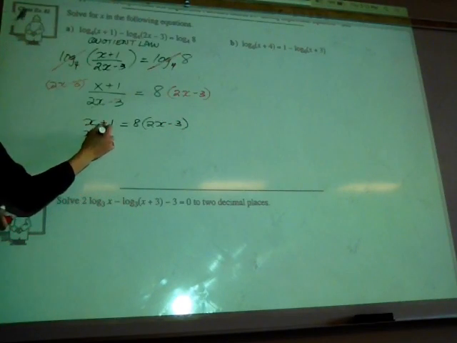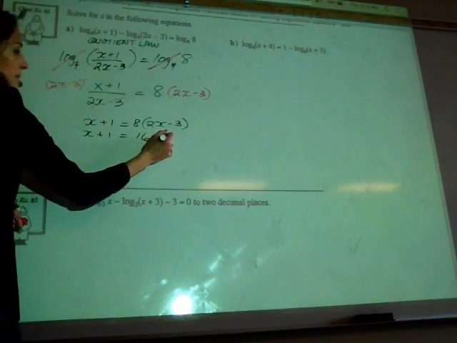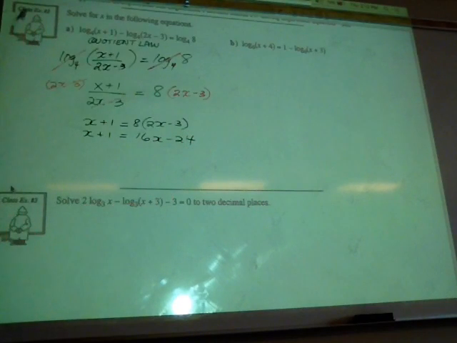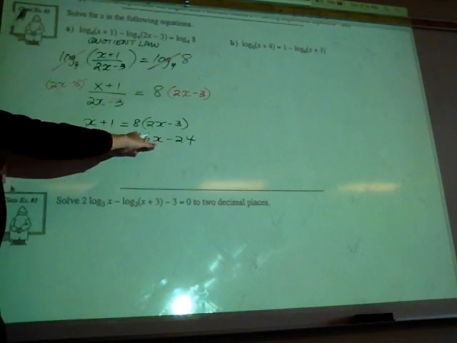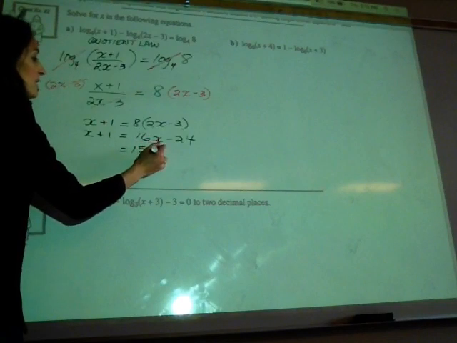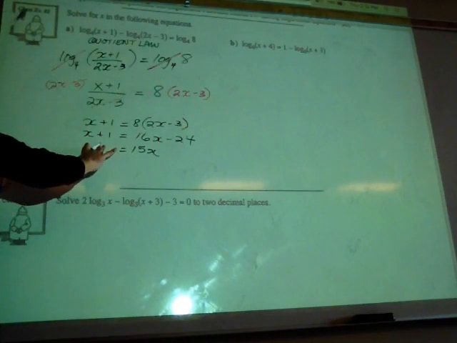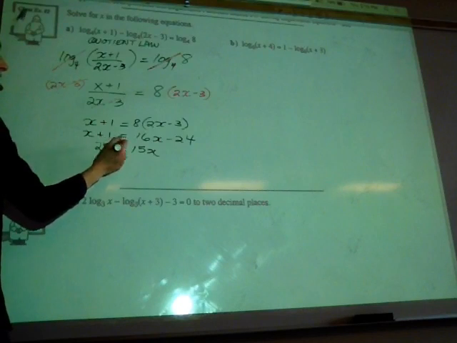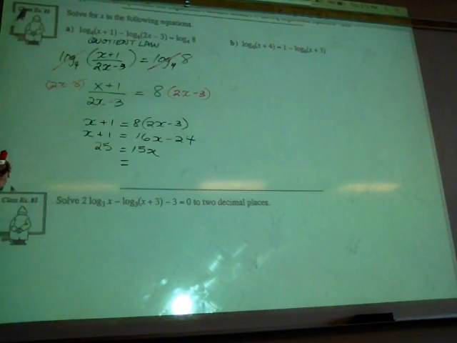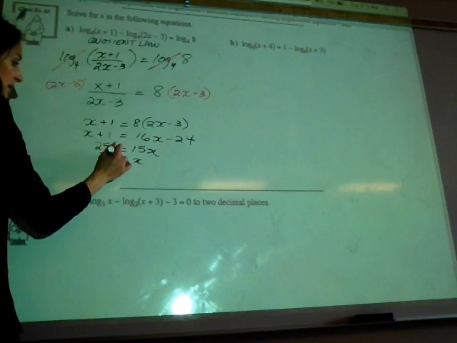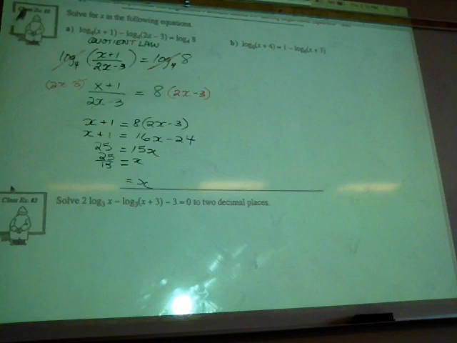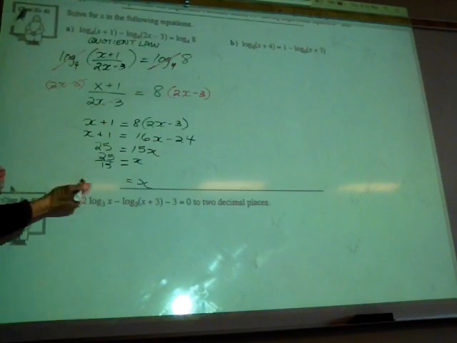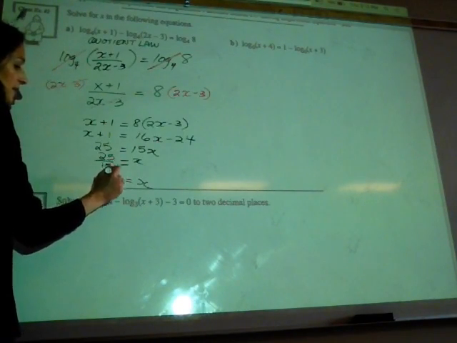And I just expand. And lastly, we're going to solve for x. So let's subtract x from the right-hand side to the left-hand side. We get 15x. We're going to add 24 to the left side, so 1 plus 24 is 25. To isolate x, divide by 15. And then we need to reduce. Both the numerator and denominator have a factor of 5, so we can cancel that out, and we get 5/3.